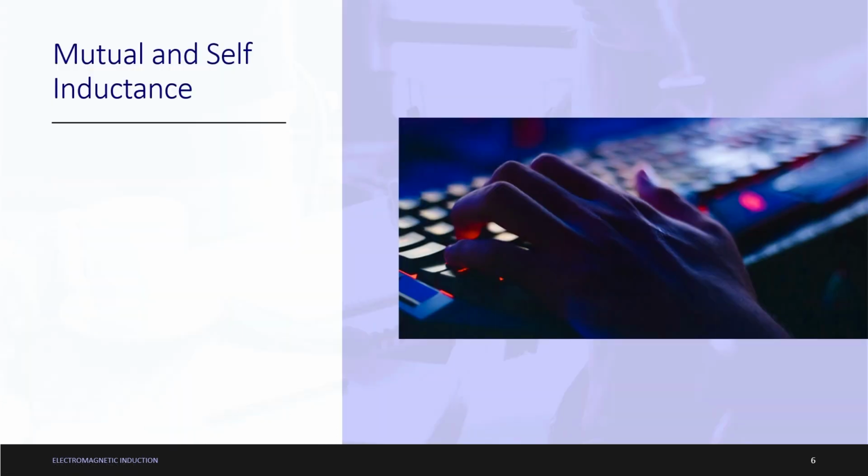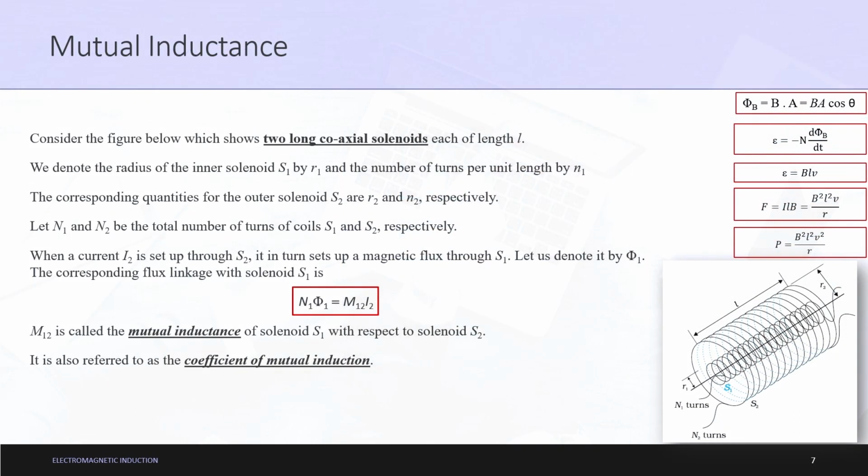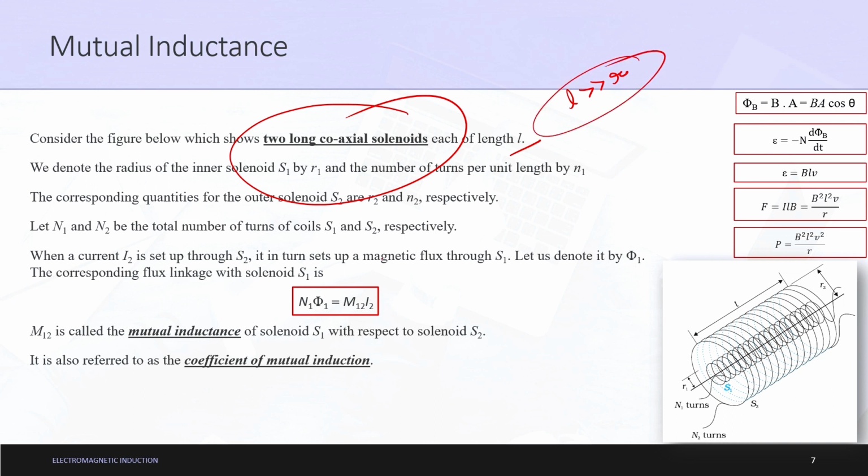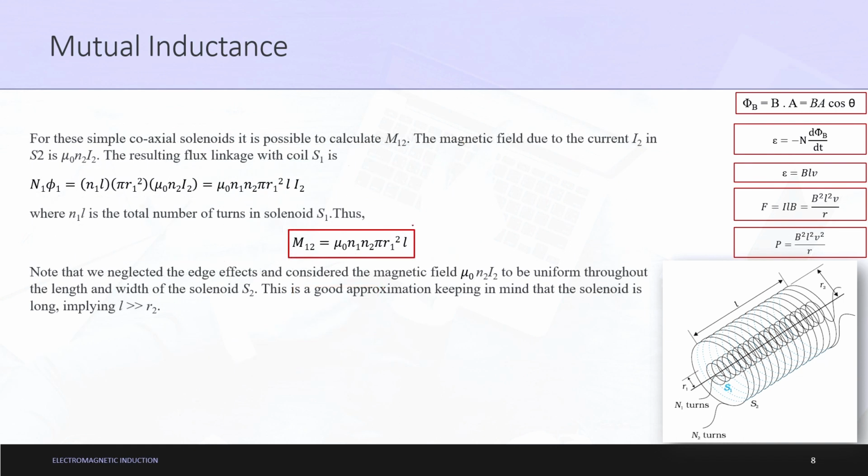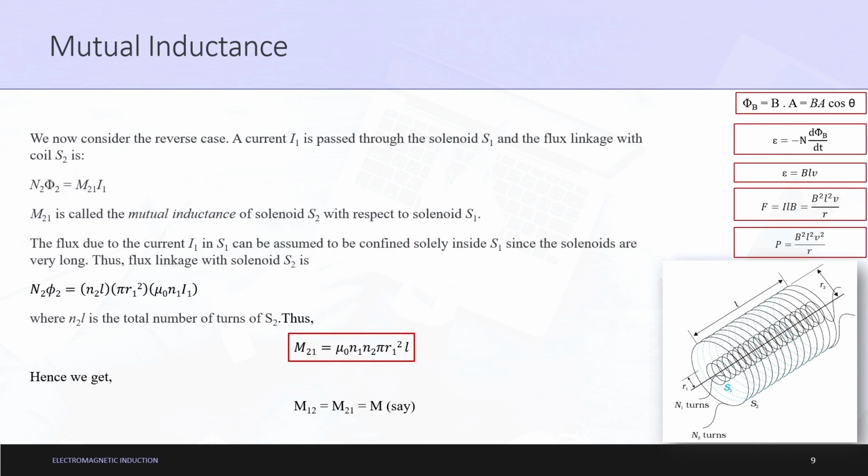So just to reiterate what mutual inductance is here. When two long coaxial solenoids are used, each of length L, and the value of L is very much greater than R, then this concept of mutual inductance is possible, and hence this formula is to be remembered: M12 is equal to mu naught N1 N2 pi R1 square L. For the reverse case also the formula is the same. So M21 is equal to mu naught N1 N2 pi R1 square L.